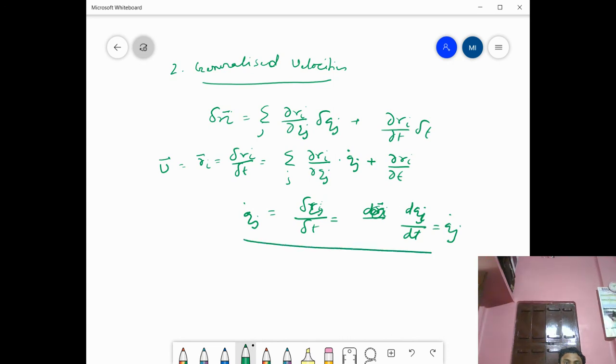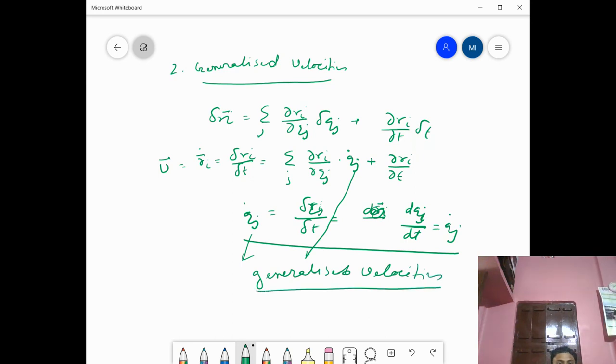Differentiating with respect to time gives what are called generalized velocities. So this vi equals ri dot, this is the expression for velocity, which can be written in terms of generalized velocities. Now if the coordinate transformation does not involve time, then this term will vanish. In general this term will be there. So this qj dot is called generalized velocities.